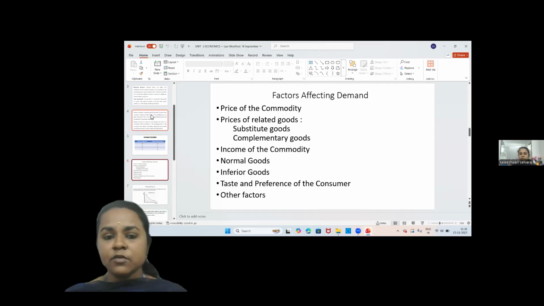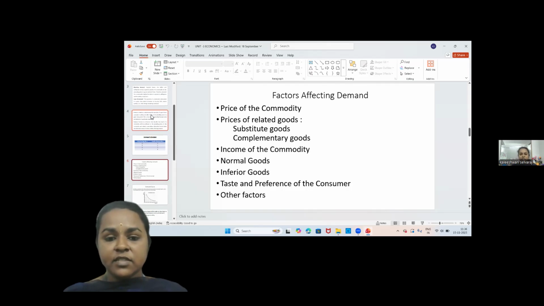Then comes the income of the consumer. The income of the consumer is also an important factor contributing towards the demand for a particular commodity. When there is an increase in the income of the consumer, he will be willing to buy more and the demand for consumption will also be high. Whereas when there is comparatively less income, his demand will also decrease. Normal goods and inferior goods are directly affected by the income pattern of the consumer.